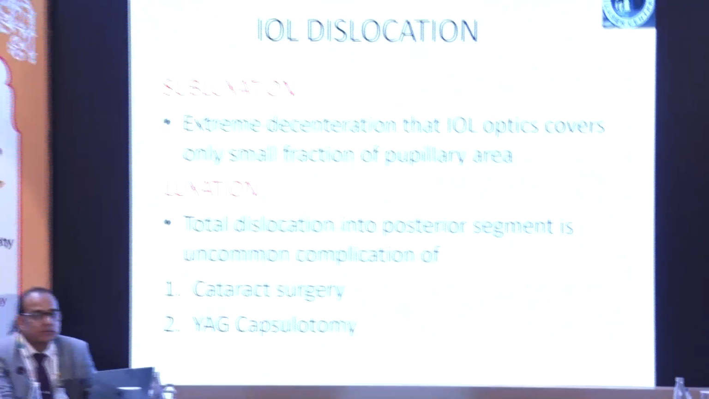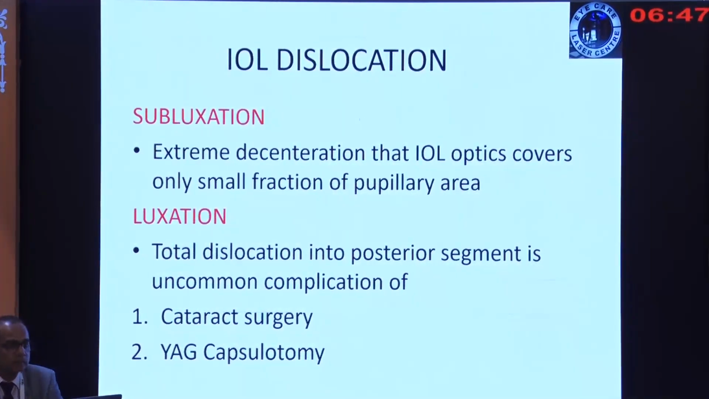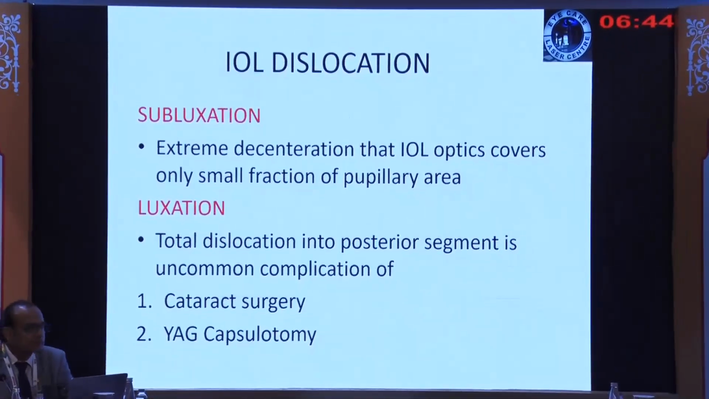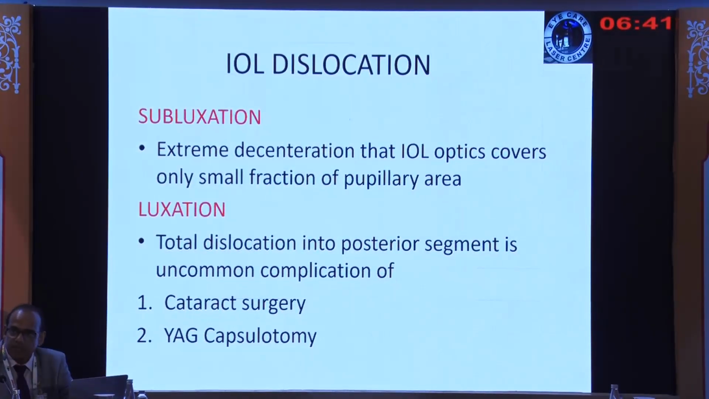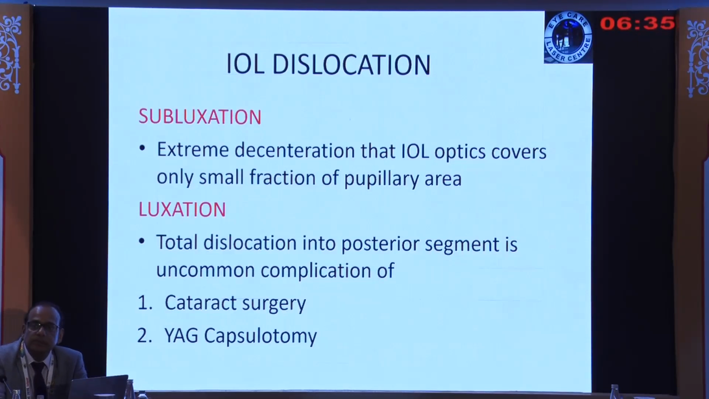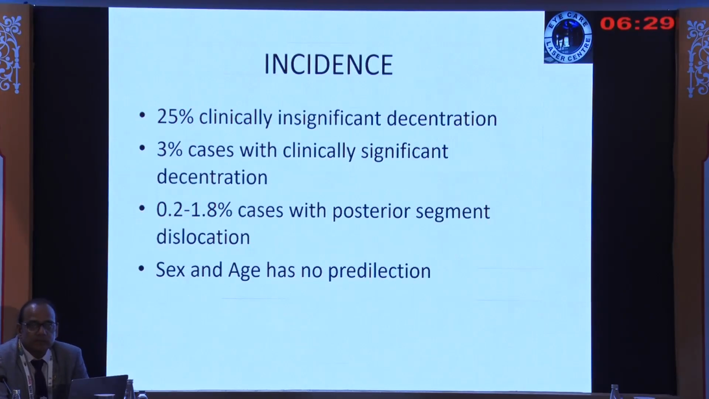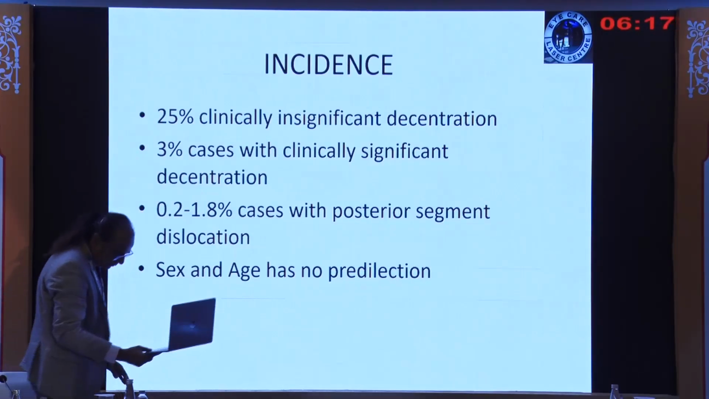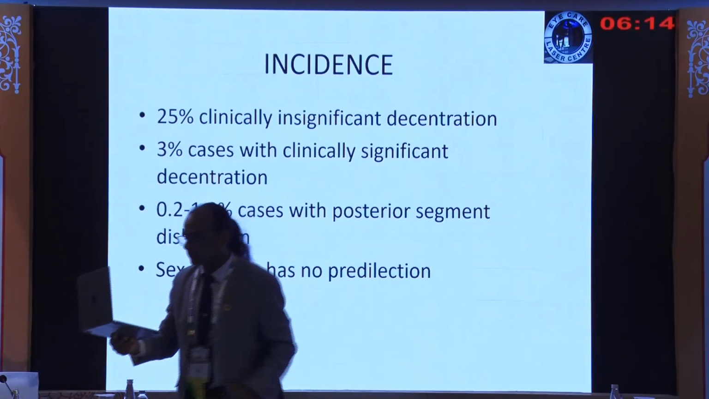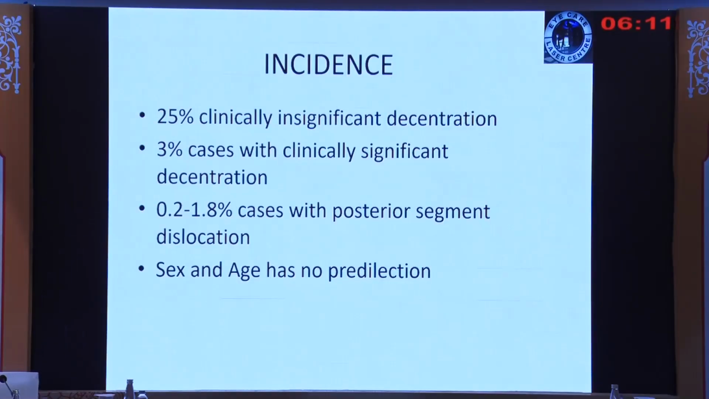I'll be presenting different cases of IOL subluxation. In extreme decentration, the IOL optic covers only a small fraction of the pupillary area, causing problems in visual rehabilitation. Luxation, total dislocation into the posterior segment, is an uncommon complication of cataract surgery, YAG capsulotomy, and so on. When we need to intervene and manage those lenses, the incidence is around 2.5%. Clinically significant decentration occurs in 3% of cases, and 0.2 to 1.8% have posterior segment dislocation.